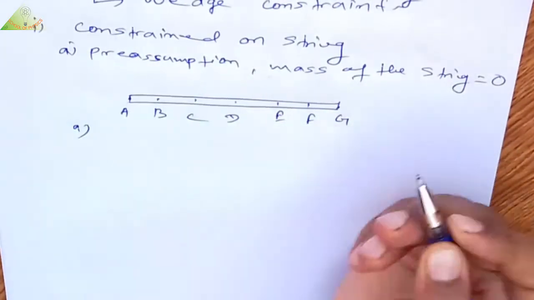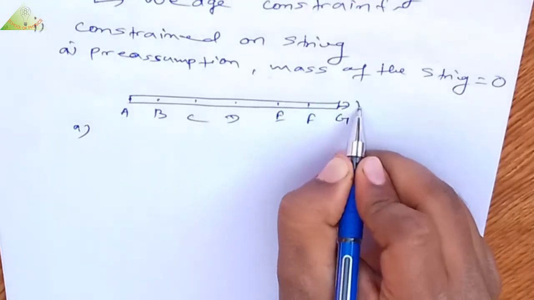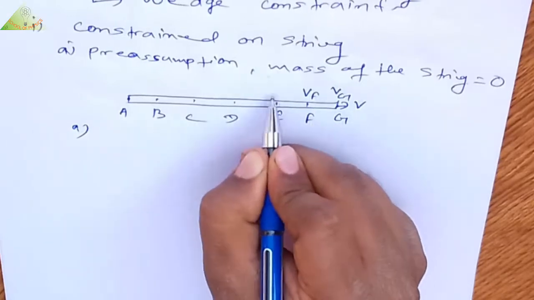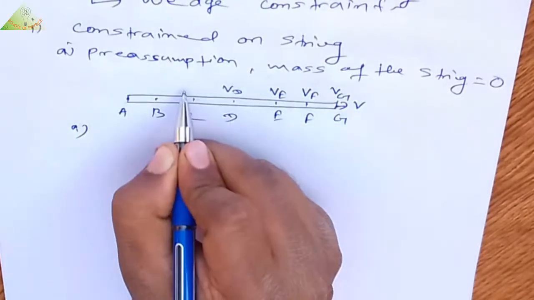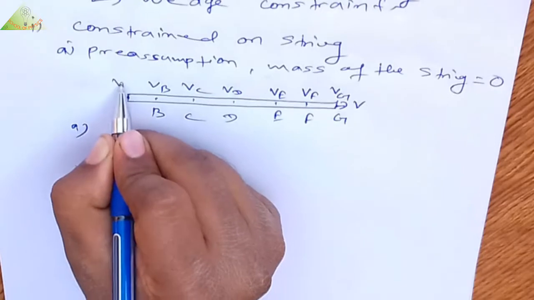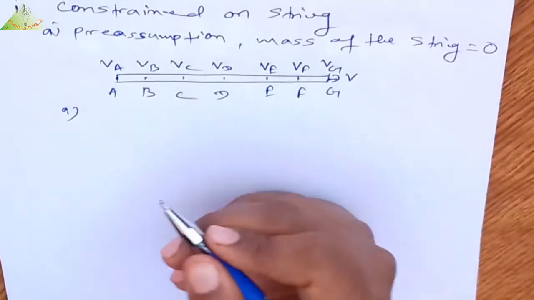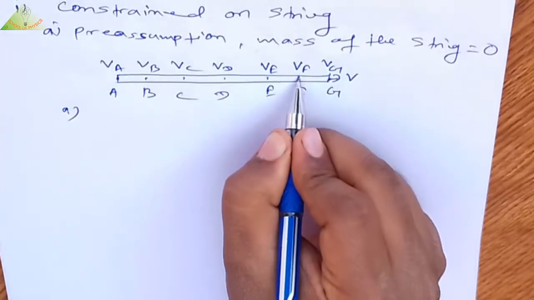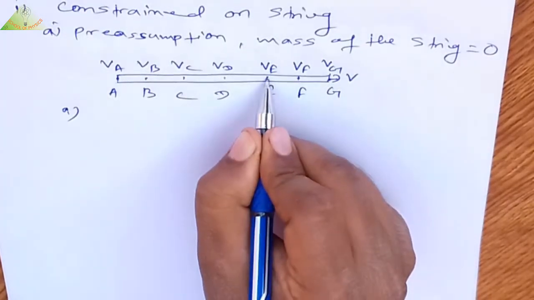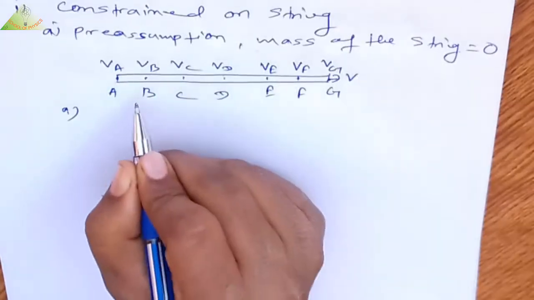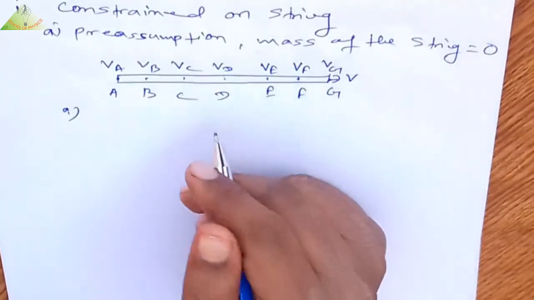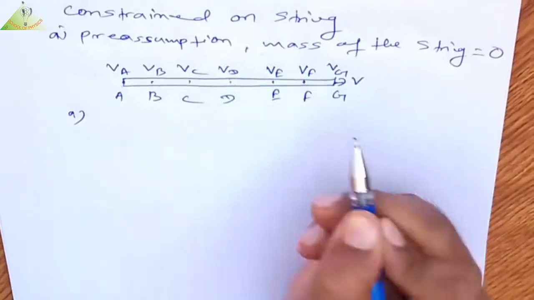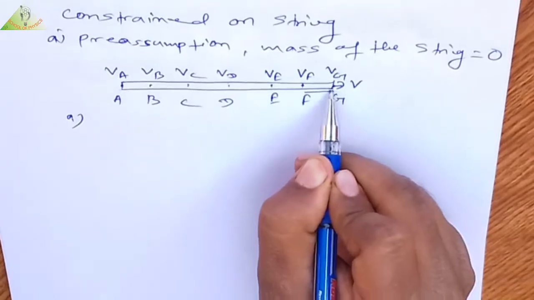The first one: suppose these points are moving with velocity v. I am naming this Vg, this Vf, this Ve, this Vd, Vc, Vb, and this one Va. So suppose point A is moving with velocity Va, this point with velocity Vb, and so on, simultaneously for all the points. If you take the velocity of this point Vg and Vf, there is a certain distance existing between these points.